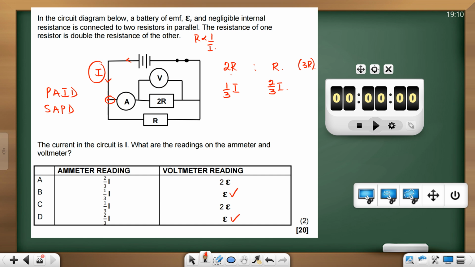So what is the reading on the voltmeter? For 2R it is 1/3. So the correct answer is B. Please take note, they are inversely proportional. That's why I am switching. This is 0,33I. What is this? 0,67I. You can see the one with lower resistance has the higher current.